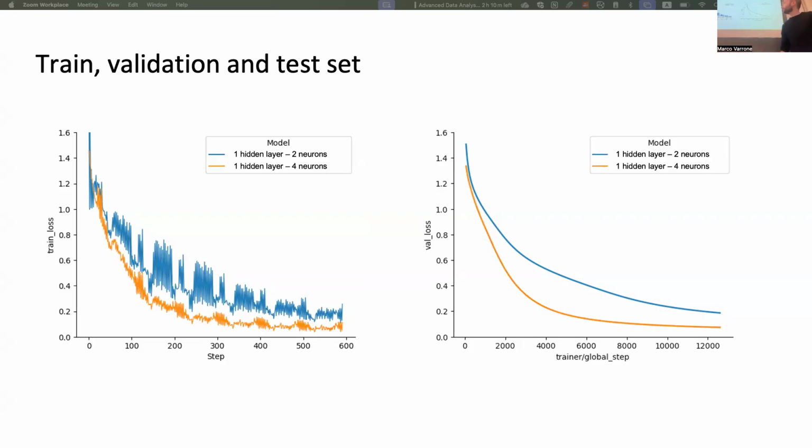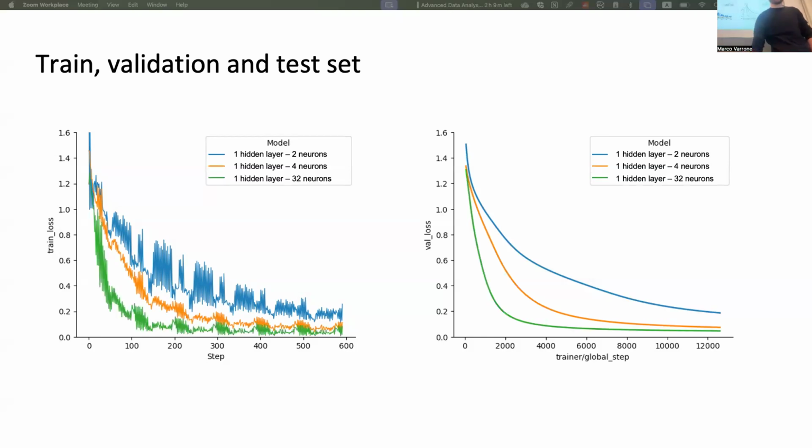If we increase the neurons, so 1 hidden layer, 4 neurons, this is going to increase the complexity that the function is able to model. And so maybe it's able to model the data better. And so both the training loss and the validation loss go down, and also go down faster than in the previous model. Then you keep increasing the neurons, you go to 32. Again, the data gets modeled better.